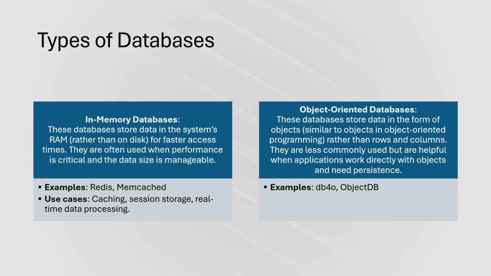Continuing with the types of databases, we have in-memory databases. They are used for faster access times. When you have to go back to something real quick, this is the kind of database you'll use as it has real-time data processing. We also have object-oriented databases. These databases store data in the form of objects instead of using the conventional rows and columns. They are a little less commonly used than a traditional database.